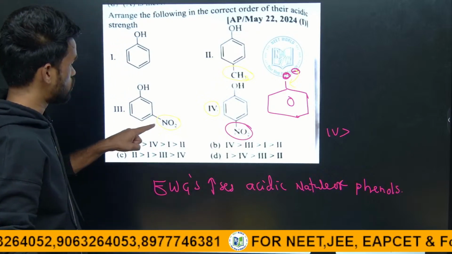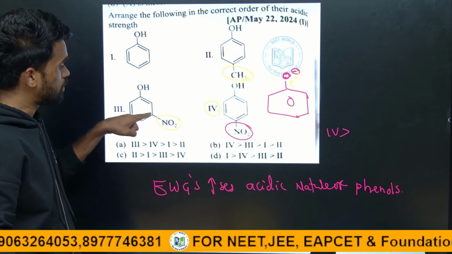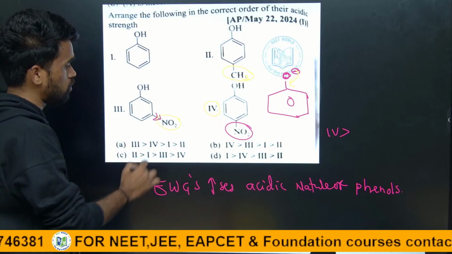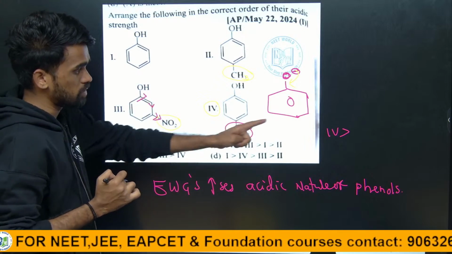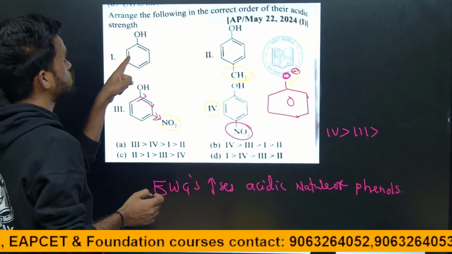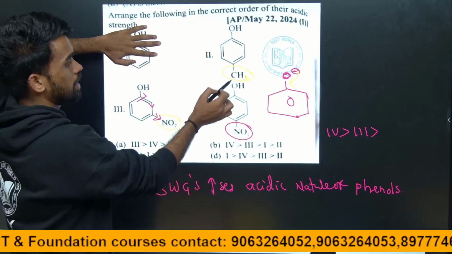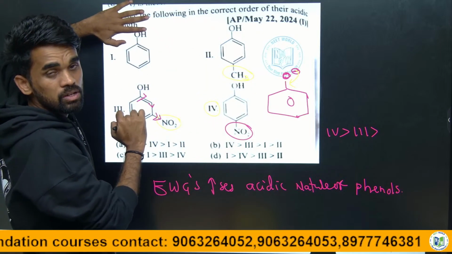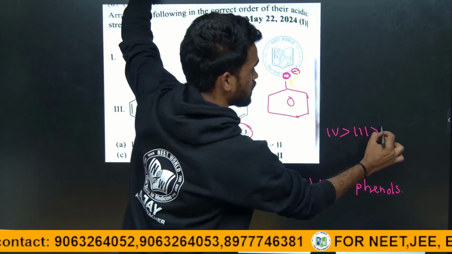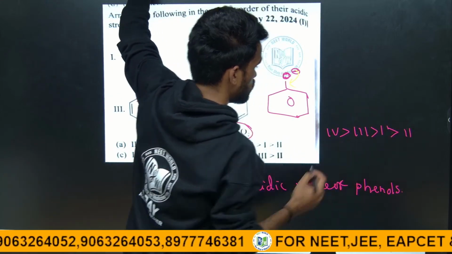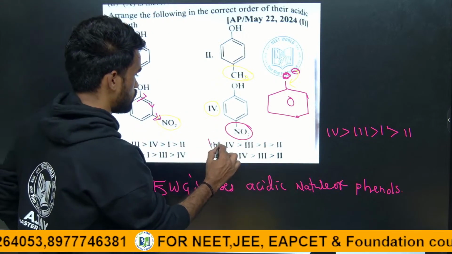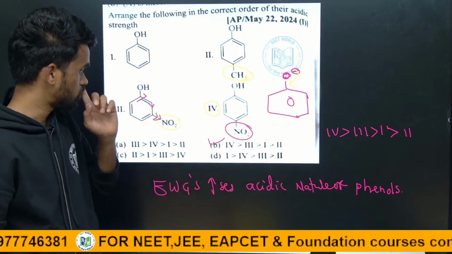Now tell me, here an electron withdrawing group is there, but it is at the meta position. That is fine because it can work with the inductive effect. Therefore I can say fourth is more acidic than 3. Then next, out of these two, this is a simple phenol, and here is an electron releasing group containing phenol. So simple phenol is more acidic than the electron releasing group containing phenol. So I can say 1, 2. So which option is like that? 4, 3, 1, 2. Yes, option B is correct.